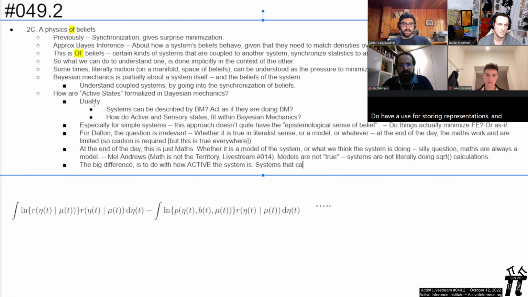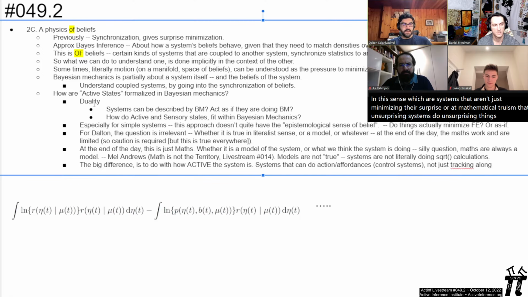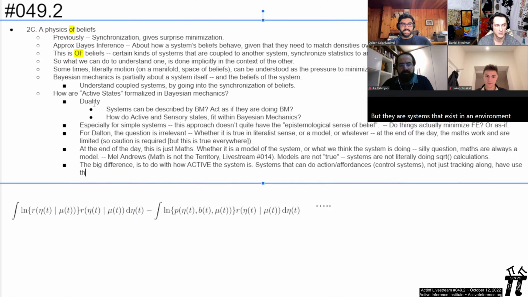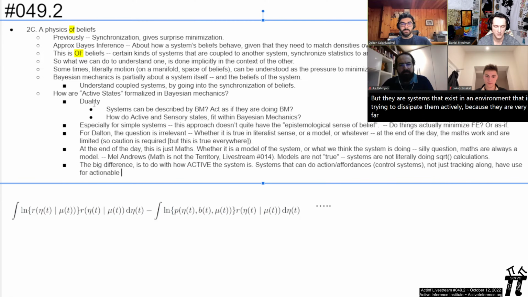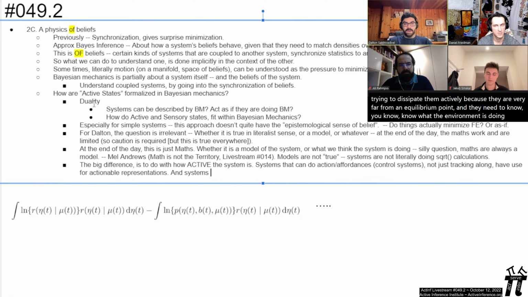And, you know, we think about things like controlled systems in this sense, which are systems that aren't just minimizing their surprisal as a mathematical truism that unsurprising systems do unsurprising things, but they are systems that exist in an environment that is trying to dissipate them actively because they are very far from an equilibrium point, and they need to know what the environment is doing in order to know how to respond to it.